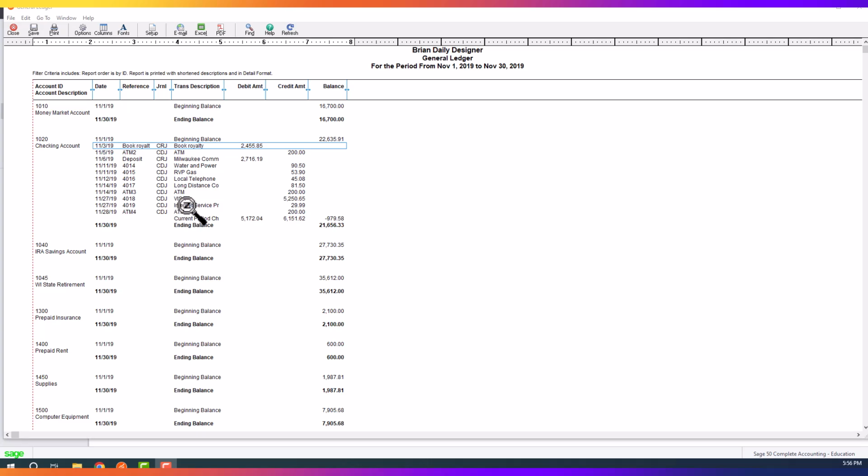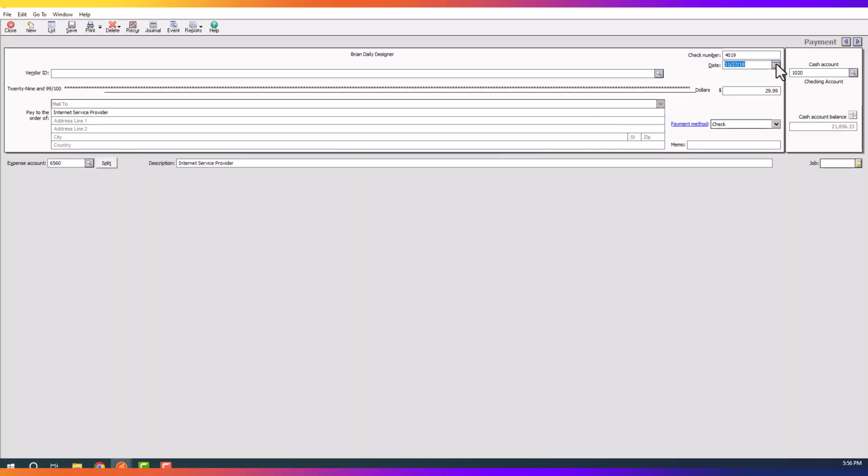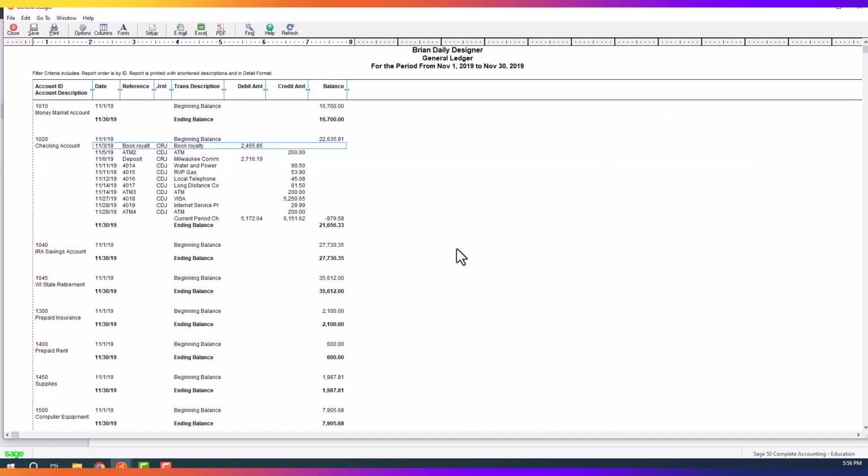So one was on this check to the internet service provider per the book that was actually on November 28th. So I'm just going to double click on that one and change the date to the 28th, and then resave it and close out of the screen. And then the other error was on this ATM withdrawal.